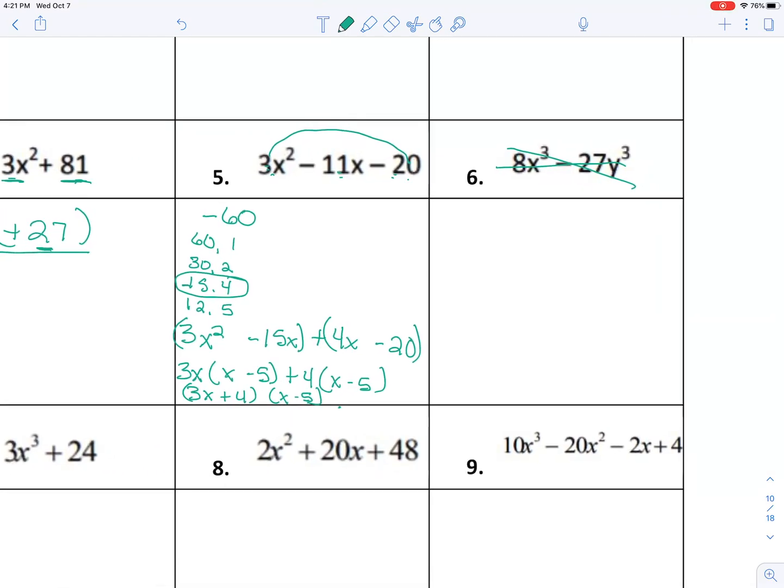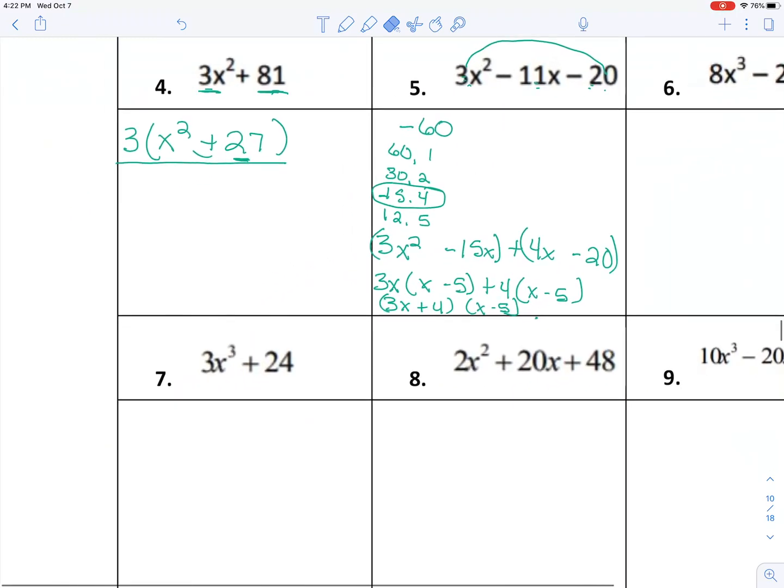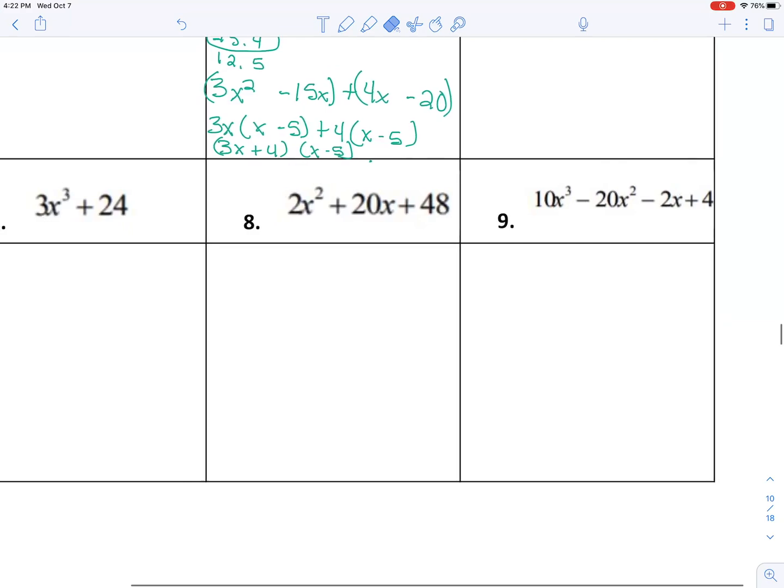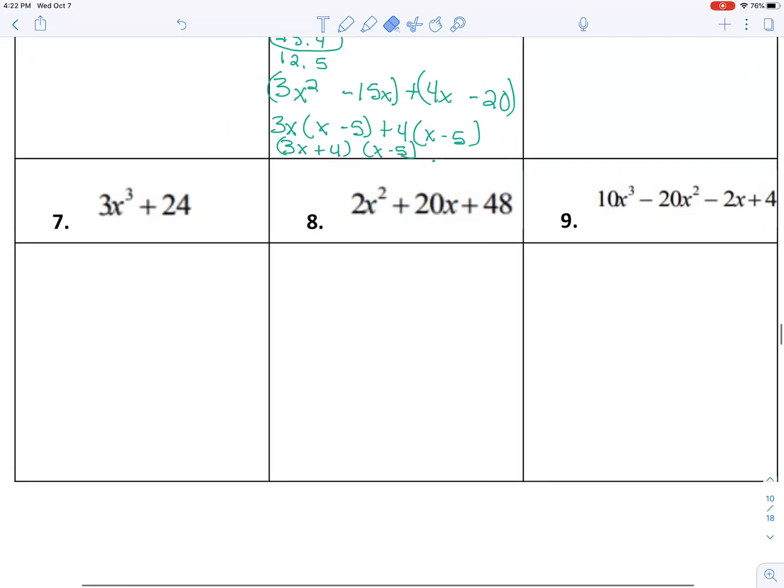Okay? In problem number 6, it is the difference of 2 cubes, which we will talk about at another time, so I'm not going to do that right now, but this is the difference of 2 cubes. Okay? Let's look at number 7. I think you should be okay with pausing the video and trying the next 3. Okay? Welcome back.